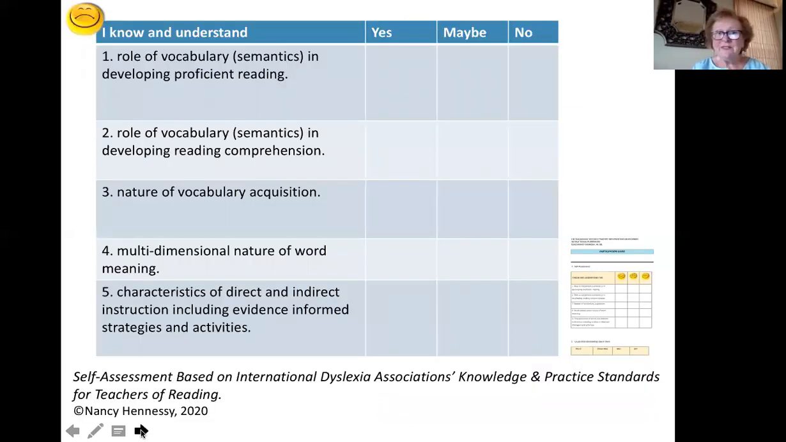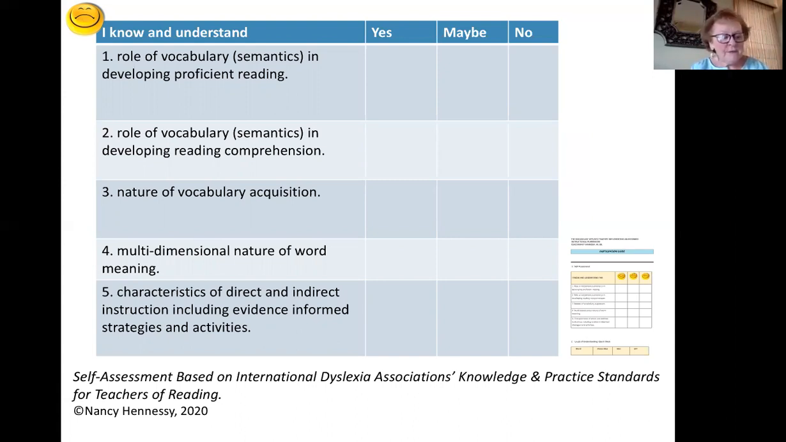So, one of the things that I thought we could begin with was a surfacing of our knowledge, a bit of a quick self assessment related to vocabulary. And this is based on the International Dyslexia Association's Knowledge and Practice Standards, which, of course, was developed for all teachers of reading, right? And in this case, relates directly to vocabulary. By the way, the standards are reflective of the science of reading.